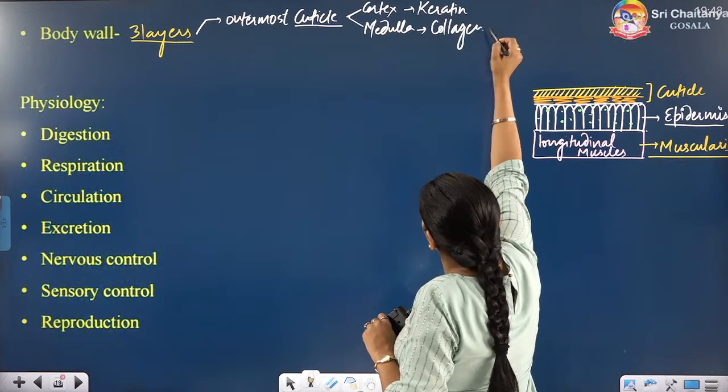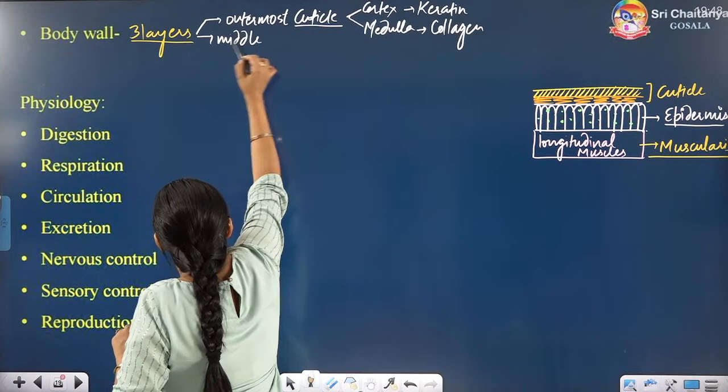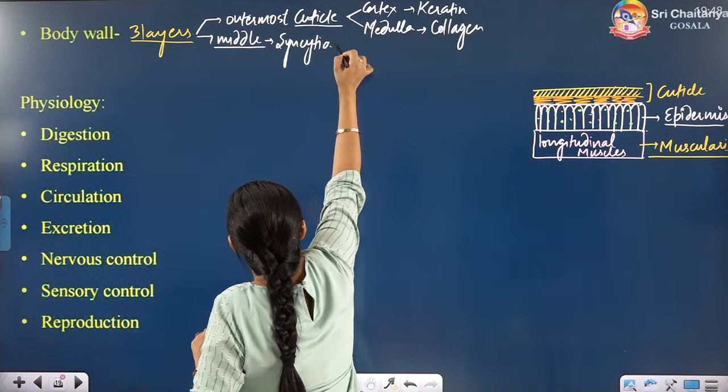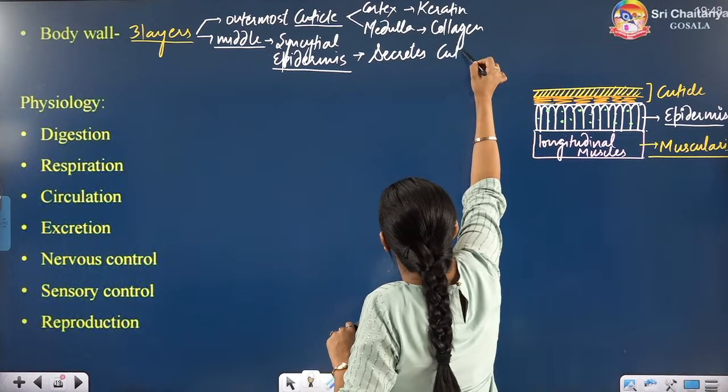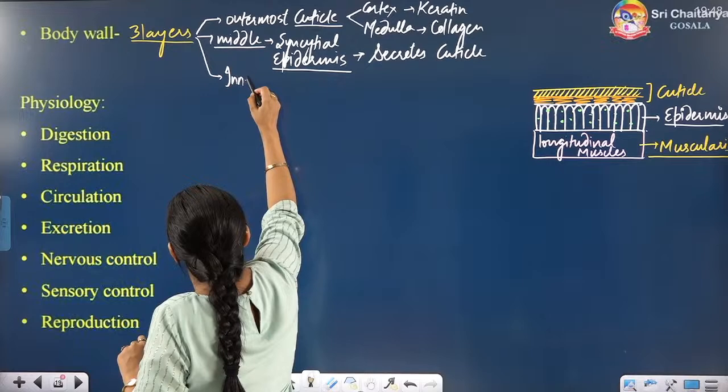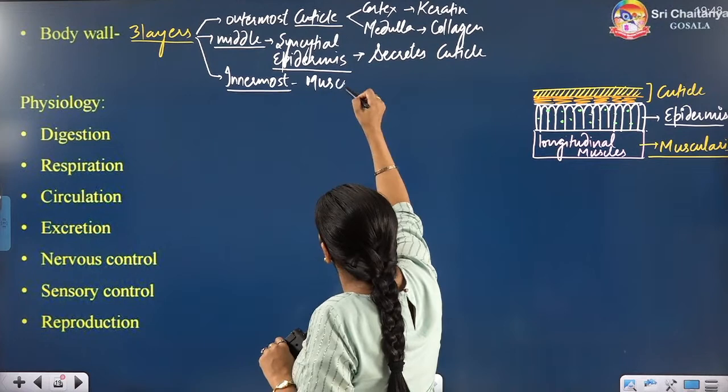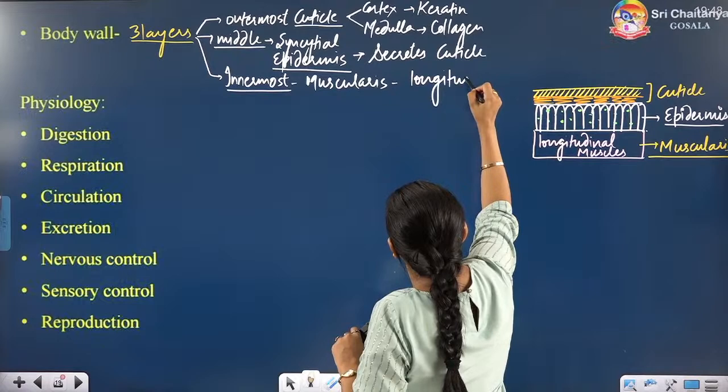This cuticle is secreted by the middle layer, that is epidermis. The middle layer is syncytial epidermis. Syncytial means multinucleated. And this secretes the cuticle, beta. Then the innermost layer is muscularis. Muscularis is made up of longitudinal muscles. So muscles will help in the locomotion.